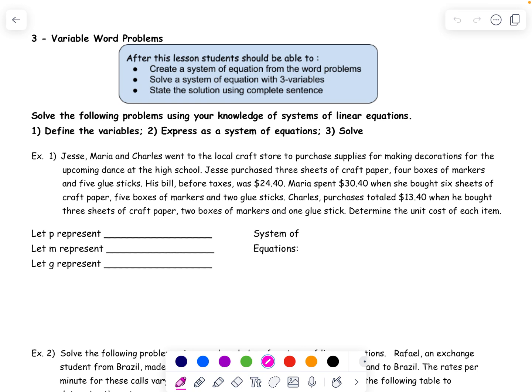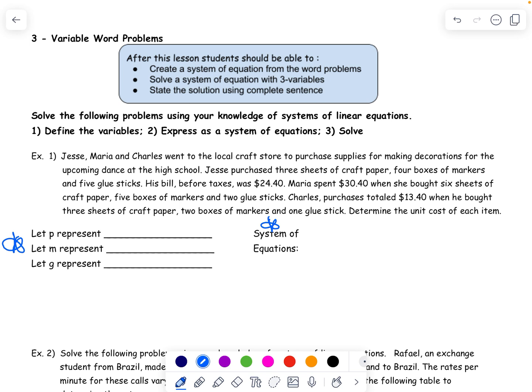Okay, so at the first one, we're going to solve the following problems using our knowledge of systems of linear equations. Okay, so first, we're going to define the variable. That's going to be right here. And then we are going to write the system of equations. That's going to be right here, and then we're going to solve.